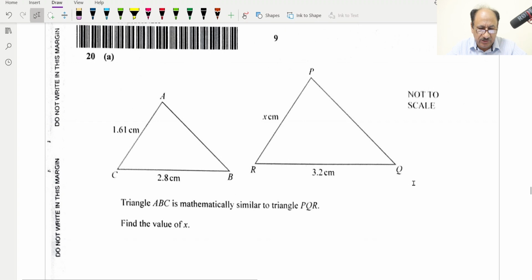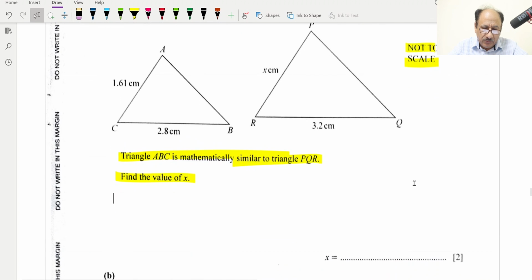Now question number 20. Similar shapes, diagrams are provided which are not to scale, and triangle ABC is mathematically similar to triangle PQR. Find the value of x. So we can see the ratio between these two given sides. So we will be finding the value of k, which is the ratio between given sides. So the length ratio we are taking just k, so it will be 3.2 divided by 2.8.